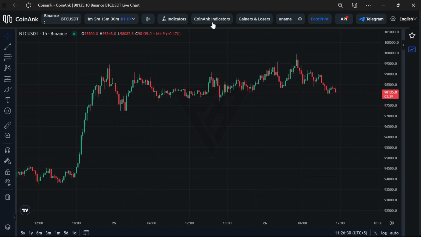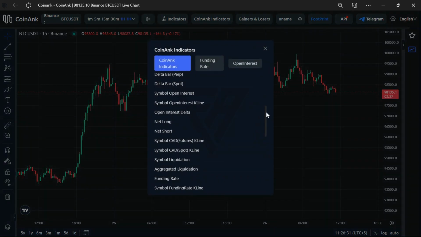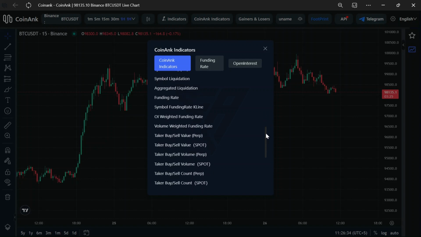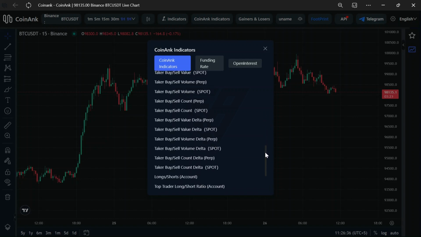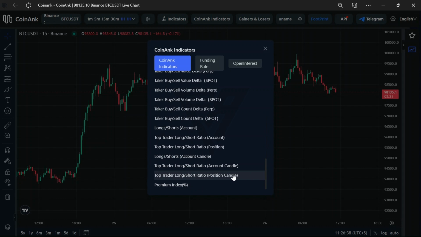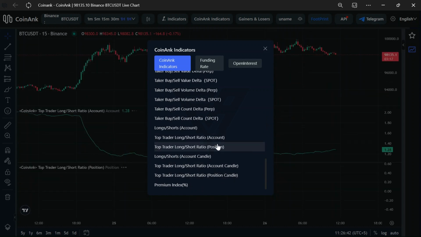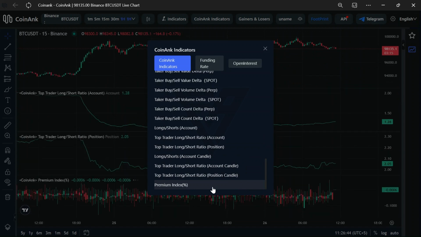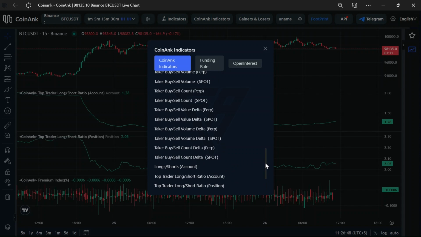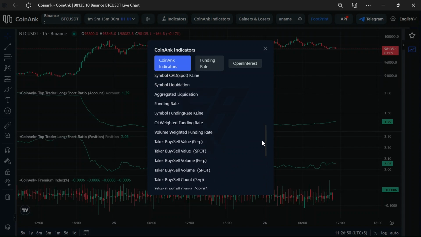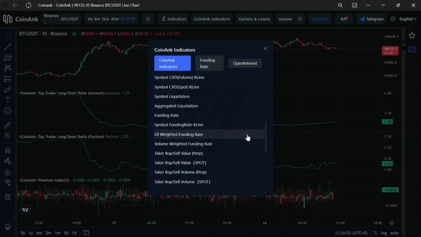There are a lot of other indicators you can use in your trading system. These could be funding rates, taker volume, top trader positions, open interest and liquidations, etc. Make sure to first understand what these indicators mean. Then observe and backtest these indicators before implementing them in your trading system.